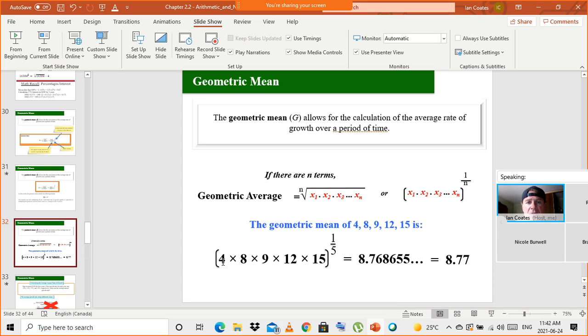Now, you've got 4 times 8 times 9 times 12 times 15. You notice they're all multiplying. And because there's 5 terms, it's over 1 to the 5th. So you multiply them all out, then do your 5th root. You get an answer of 8.76865, which we just round up to 8.77. Try that out. Now, the average rate of growth for these numbers is 8.77.